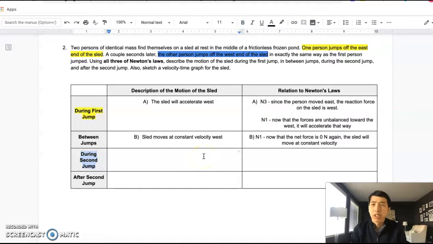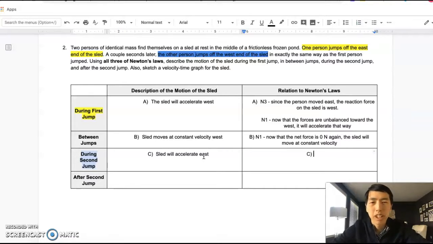Okay, so if the person jumps off the west end of the sled, so the person moves west, now the reaction force is going to be towards the east. So the sled will accelerate east.